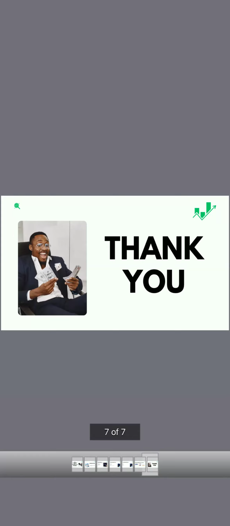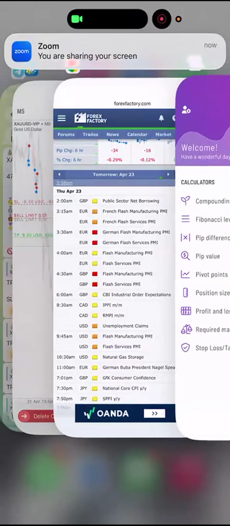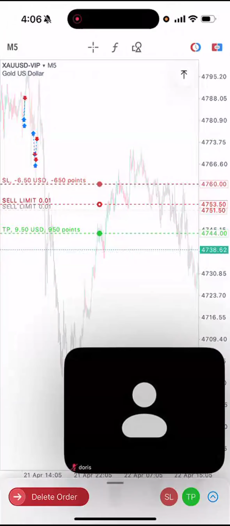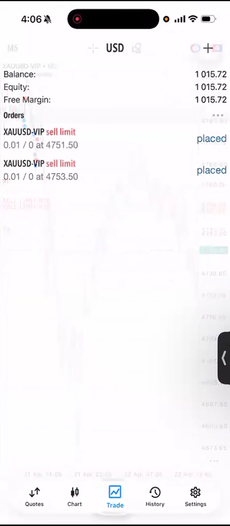Can you go over the position sizing? Okay, I'm going to share my screen for this one. So everybody, please pay attention to this. It's very important. It's a very good question. That's why I want us to pay attention.